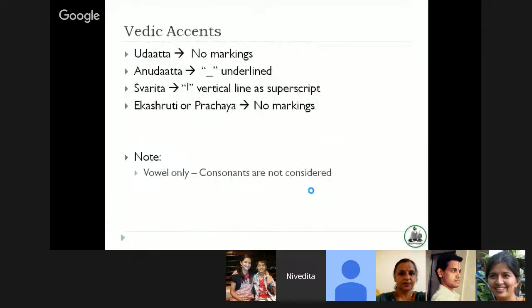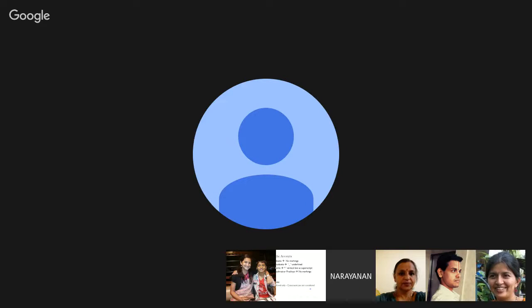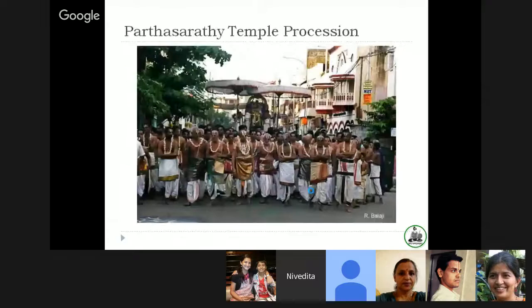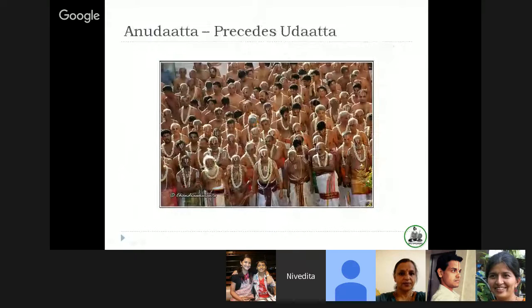So now, Vedic accents. This is what we would be covering again in detail. I was telling about the temple procession where we have a group that precedes the main deity, so anudatta is something that precedes udatta. Udatta, you can take it to be the most important swara in every pada. That is the swara that the sages saw when they received this mantra, where the stress was given. So something important about that specific swara in each pada. So that is udatta.